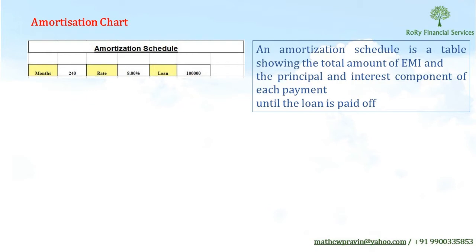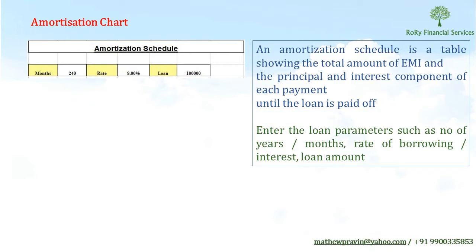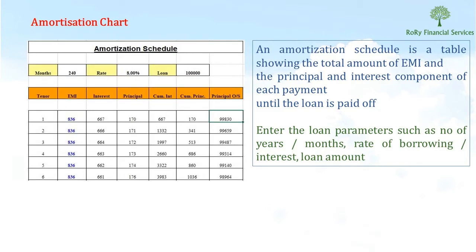So once you download your amort chart, you enter the loan parameters such as number of years or months, the rate of borrowing or interest, and the loan amount which you have borrowed. Now once you enter the details of the loan, then the formulas automatically calculate and throw up figures like this. So in this example, you can see that I've put a loan amount of 1 lakh, the rate as 8% and the months as 240 months, which is nothing but 20 years.